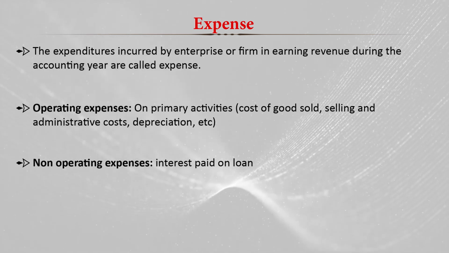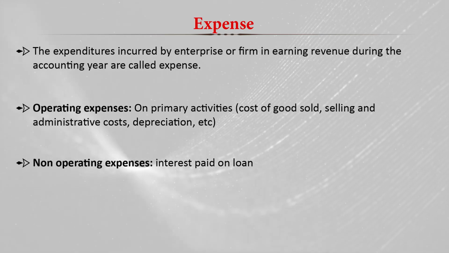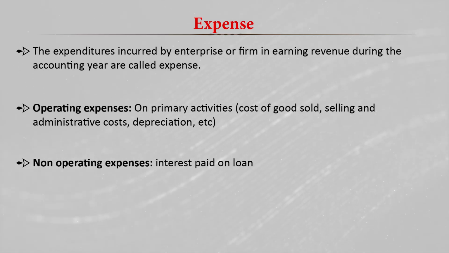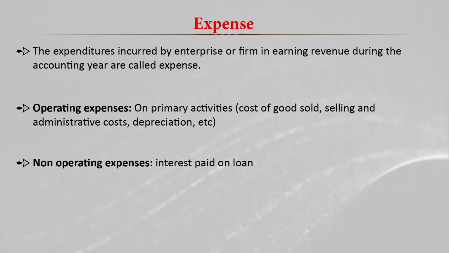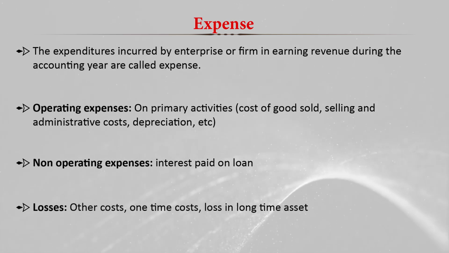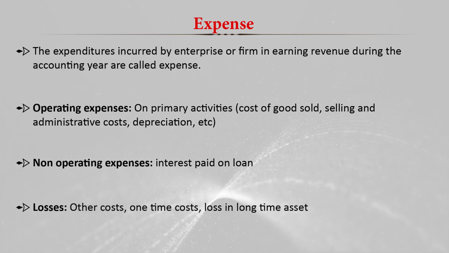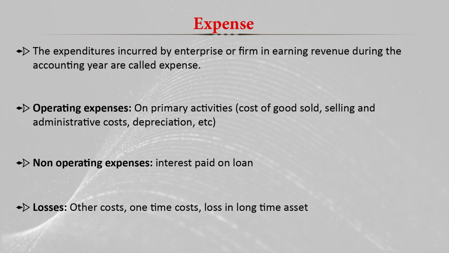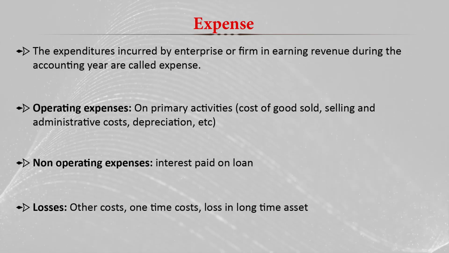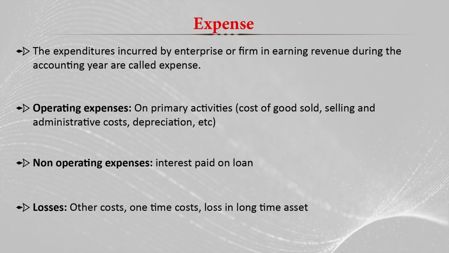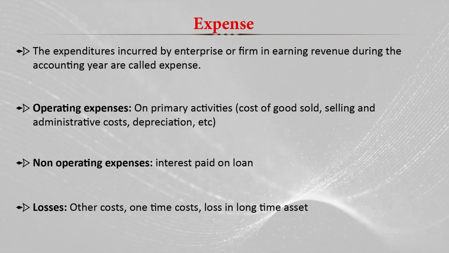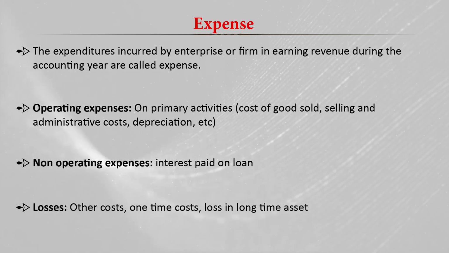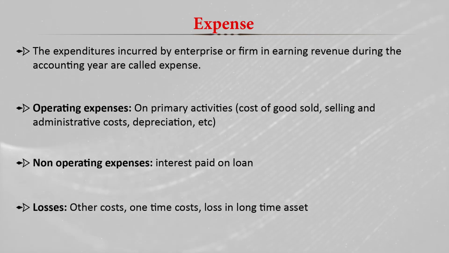So if we are taking some loans and they have to be paid, that is from the non-operating expenses. And then losses are another cost, like one-time costs, or if we have some machinery and there is wear and tear, so there is a loss on long-term assets. If there were some assets which we have lost, that is also basically a loss, and that is also included in the expenses.